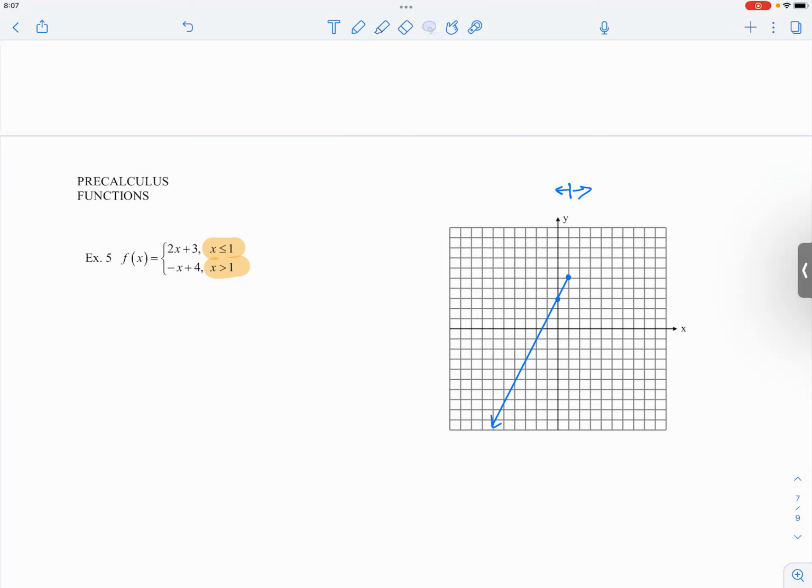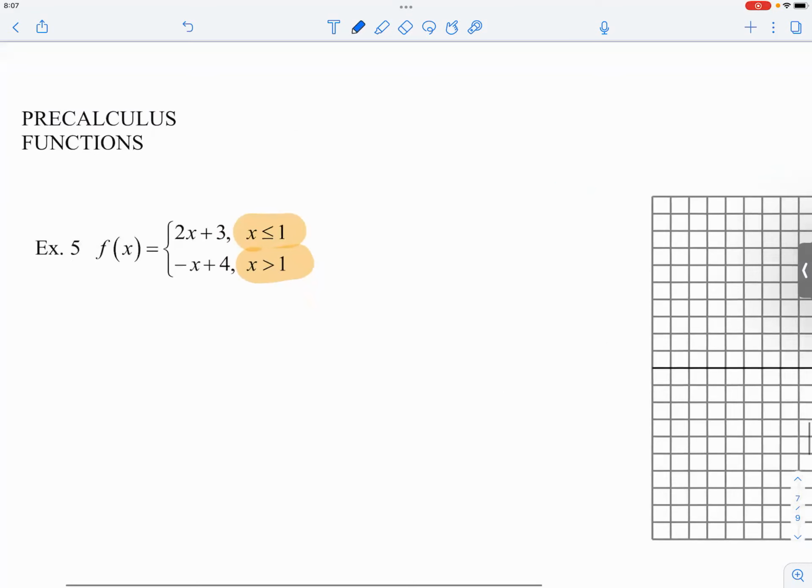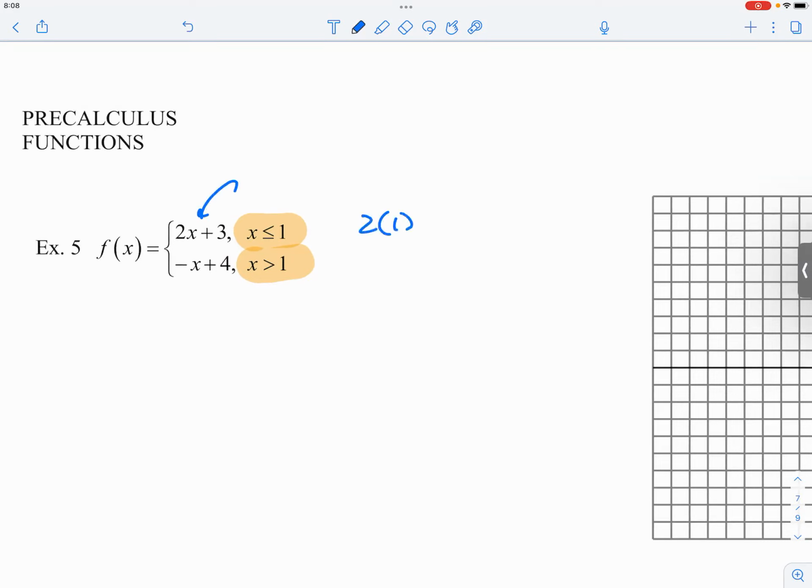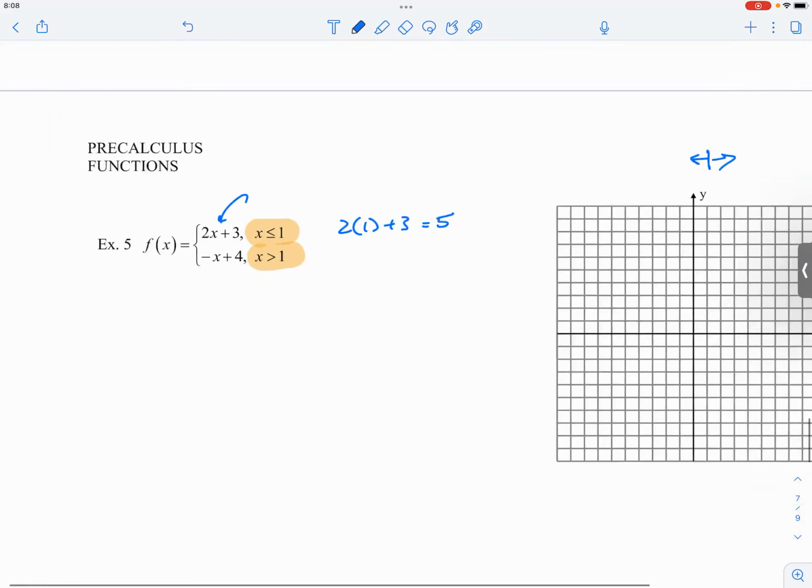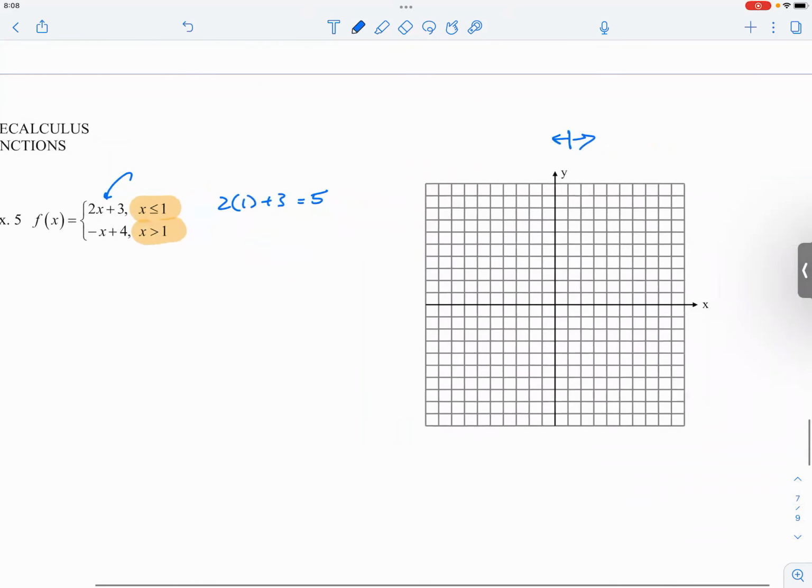Now, how would I do it in the most efficient way? Okay, I'm going to show you. The most efficient way would be this. This is x is less than or equal to 1, right? So I'm going to put the 1 in here. So 2 times 1 plus 3 is equal to 5. So I'll be like, okay, so we have at 1, it's equal to 5.